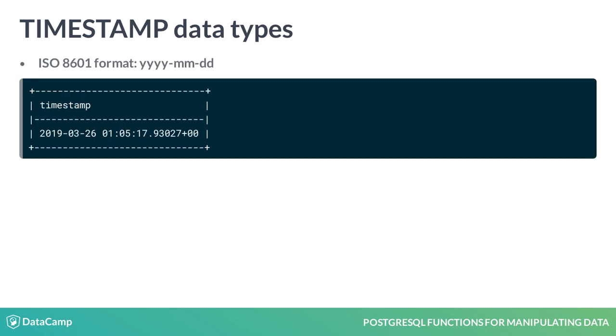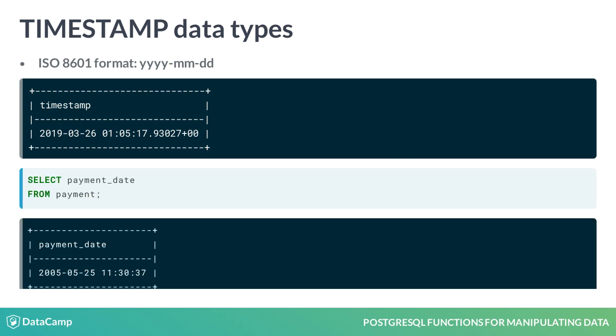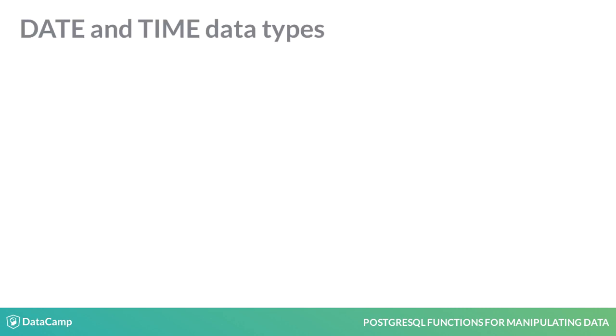Timestamps in PostgreSQL use the ISO 8601 format, which is a 4-digit year followed by a 2-digit month and day, separated by dashes. If you look in the payment table of the SQL database, you'll see what this format looks like. Notice that the values contain both a date and a time value with seconds precision, whereas the example above was at the microsecond precision. Next, you'll look at date and time types.